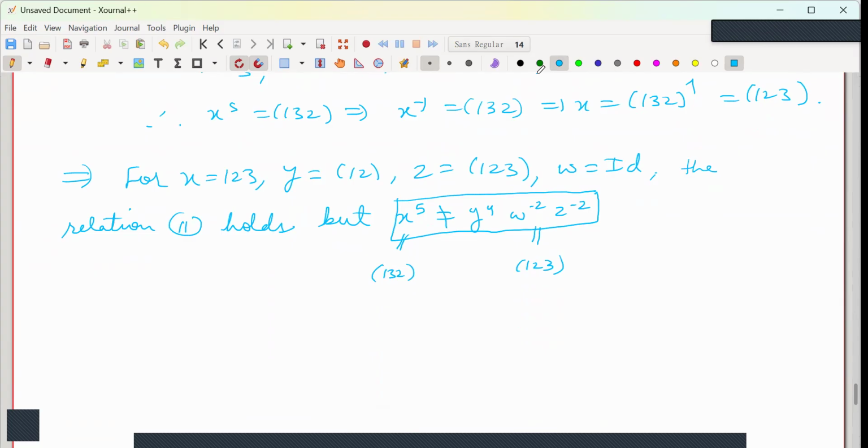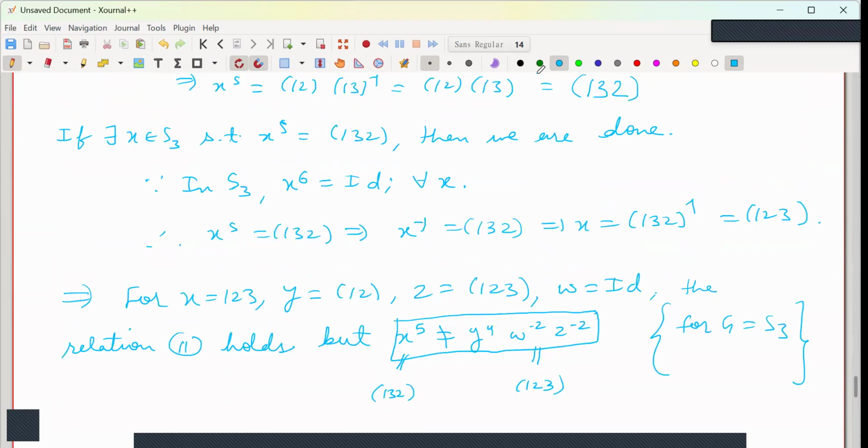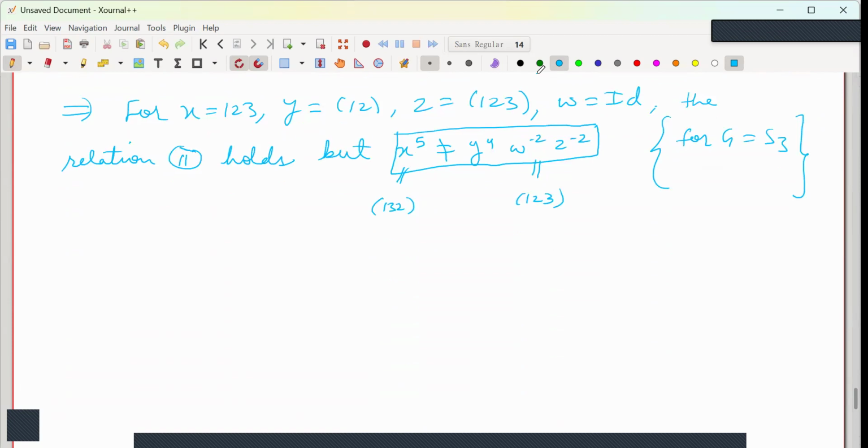So of course we are taking here G to be S3. That is inside the underlined assumption. Okay. Any doubt in that? This implies the option C is not correct.